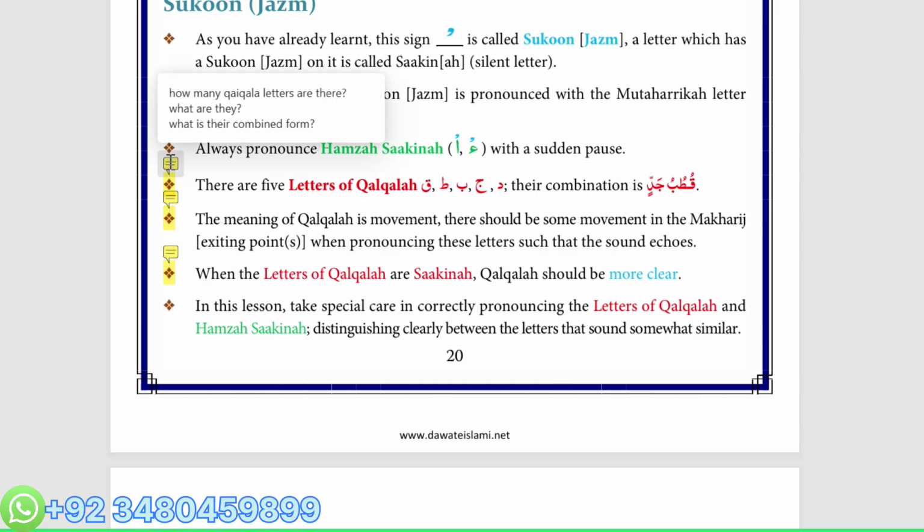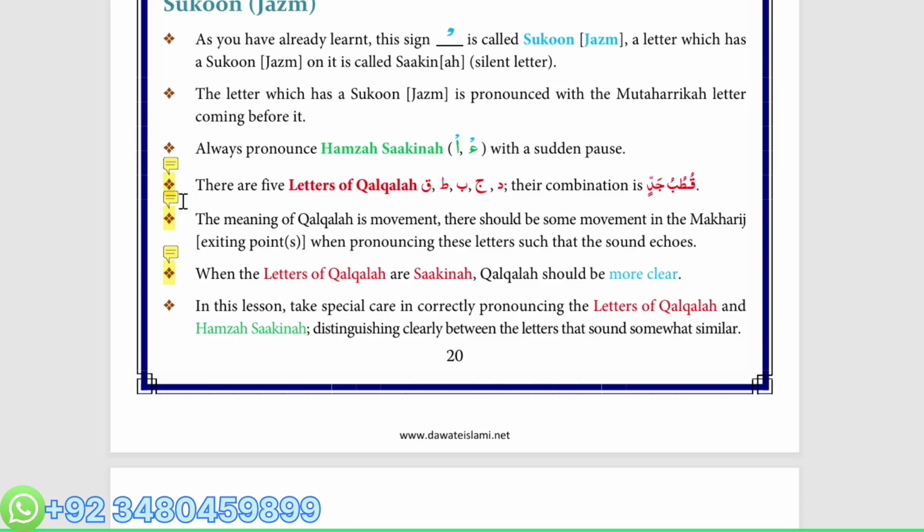Next point is how many kalkala letters are there, how are they, and what is their combined form. There are 5 kalkala letters: qaf, ta, ba, jim, and dal. And what is their combination? Combination, or you can say abbreviation. Abbreviation is actually easy to remember. So abbreviation is Qutubujaddin. This is actually the abbreviation to remember these 5 kalkala letters.